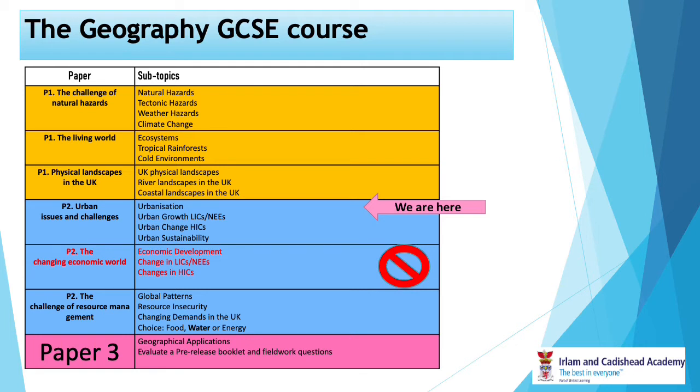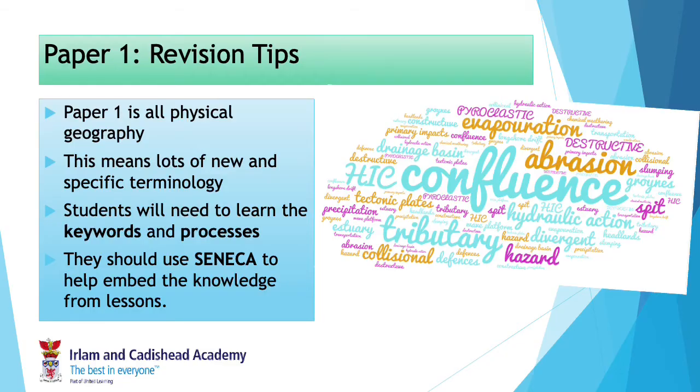I'm going to talk about each paper and how it is best to revise for each paper. Paper 1, as I mentioned before, is all physical geography, and physical geography is very factual. It means there's lots of new and specific terminology, lots of keywords and processes. We think, for example, of the keywords to do with earthquakes, the keywords to do with ecosystems, and of course rivers and coasts. There are lots of different words that they might not have used before in other lessons that need to be learnt. It's a lot of learning with this paper.